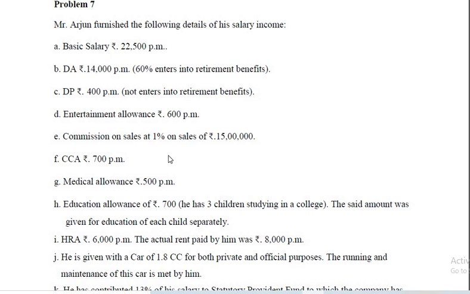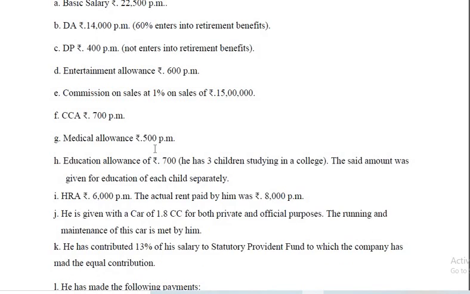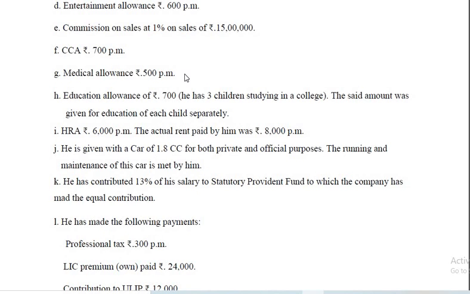CCA 700 per month, it's fully taxable. Medical allowance is also taxable, 500 into 12. Education allowance of 700. He has 3 children studying in a college. This amount was given for education of each child separately. So 700 per child it is given for 3 children.